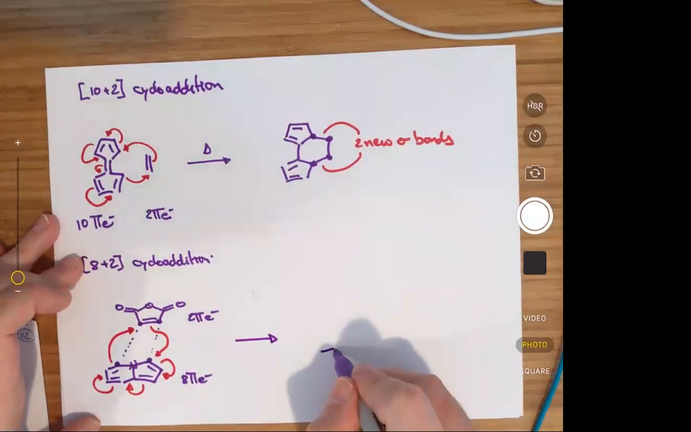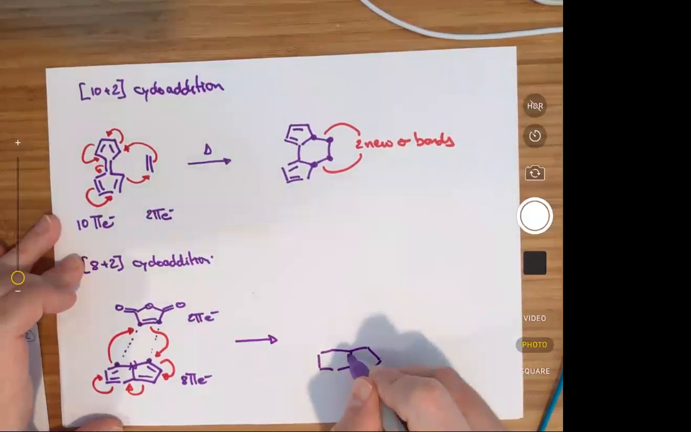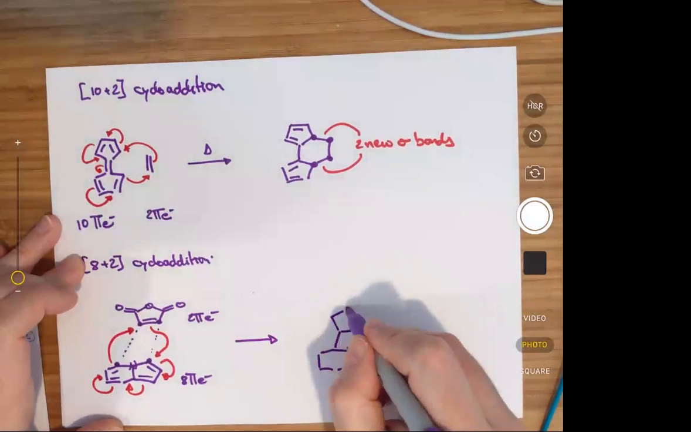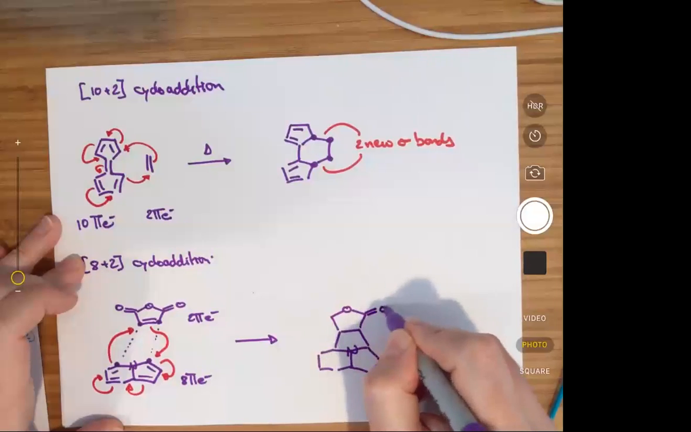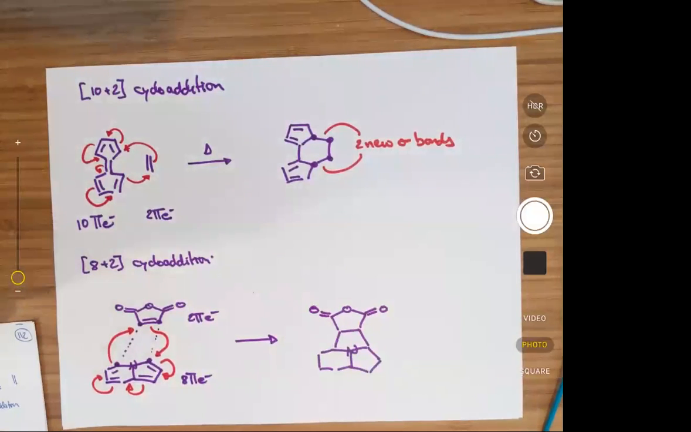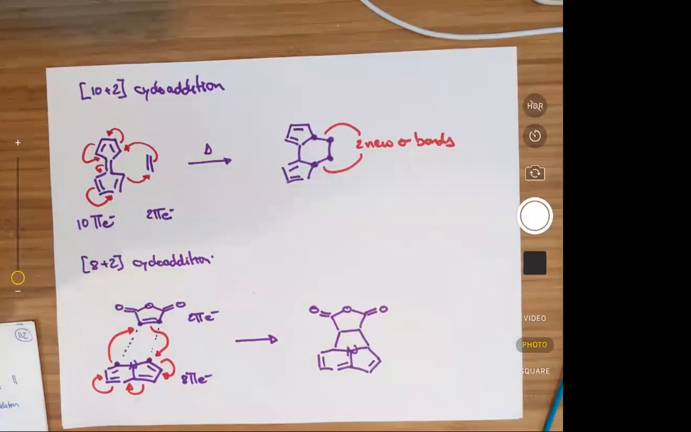So let's draw this out. Nitrogen here. And then we had a 5-membered ring. And now we just have to make sure that we actually moved the double bonds correctly. So this double bond here shifted over to form a double bond here. This one shifted over to form a double bond here. And this one shifted over to form a double bond here. So this would be, for example, a simple example of an 8+2 cycloaddition.